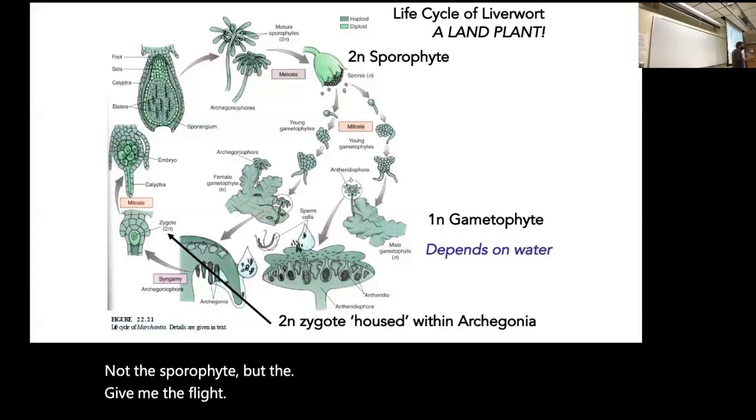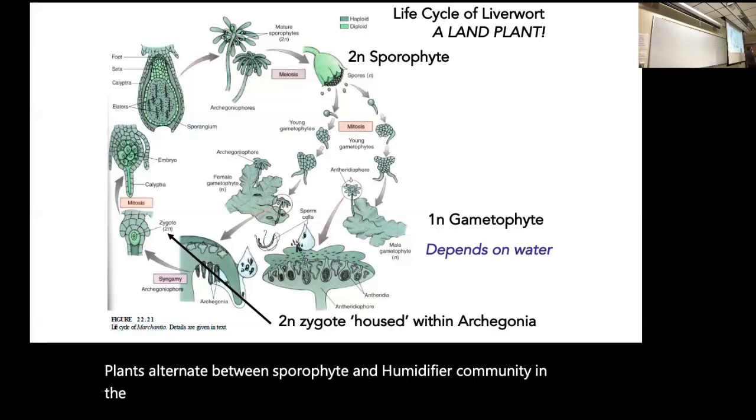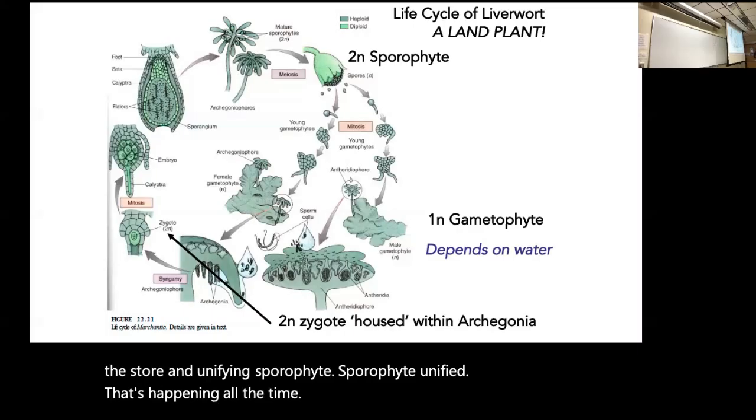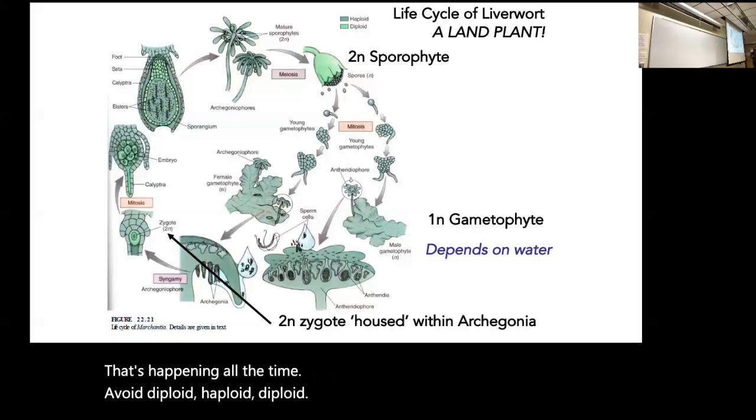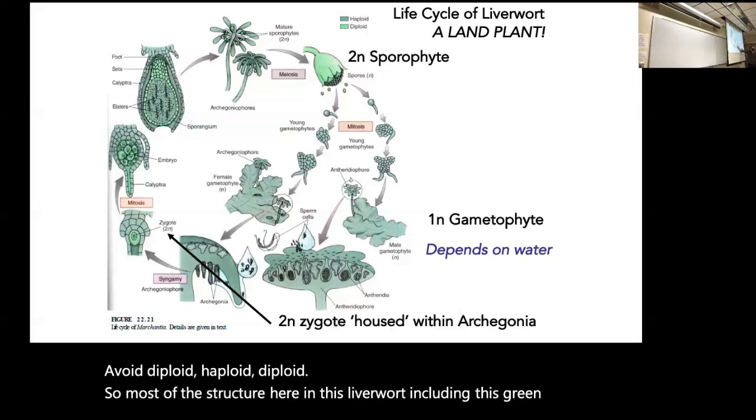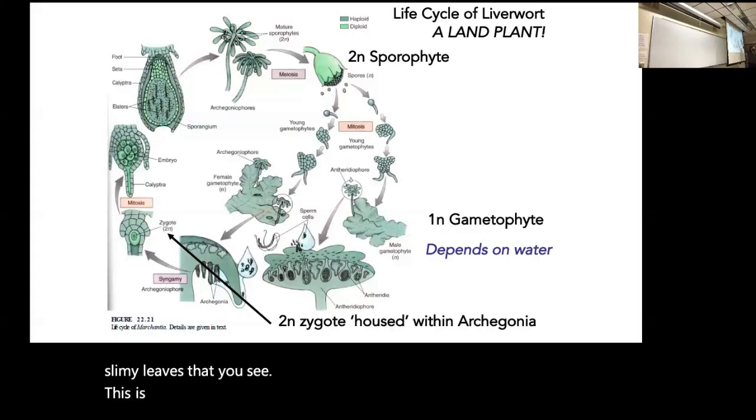Plants alternate between sporophyte and gametophyte. Gametophyte and sporophyte. It's happening all the time. Haploid, diploid, haploid, diploid. So most of the structure here in this liverwort, including these green slimy leaves that you see, this is all gametophyte. It's all haploid. Isn't that bizarre? Alternating between haploid and diploid.